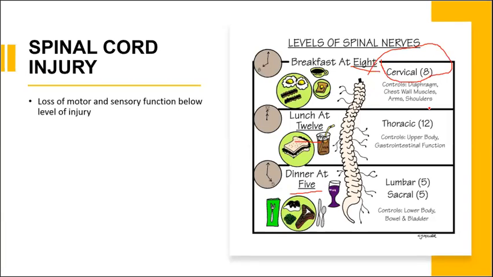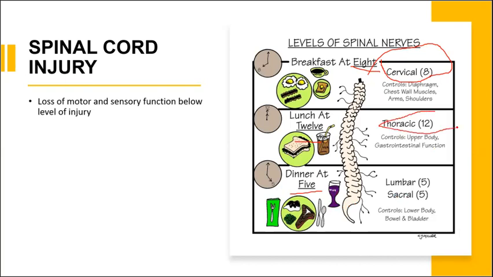So if you have injuries greater than C4, it's going to result in paralysis of respiratory muscles and all 4 extremities. So look out for that respiratory problem in that patient. Lumbar, sacral... T12 tells me thoracic.